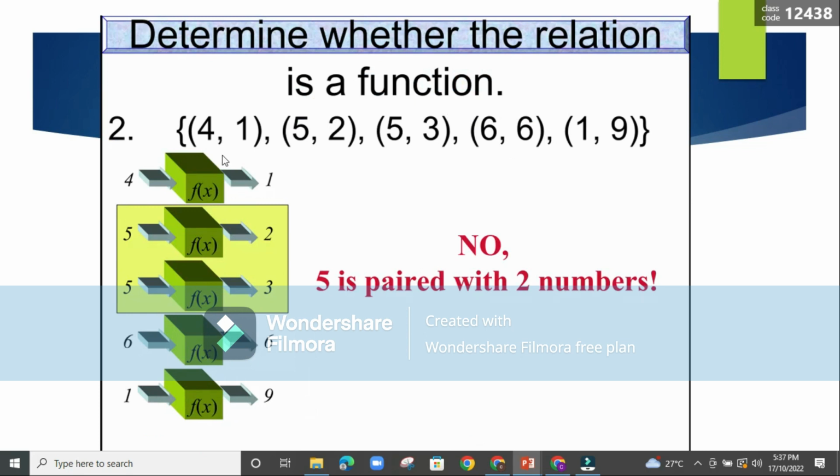Therefore, if the domain doesn't repeat, it is a function. So for number 2, we have here a set of ordered pairs: 4, 1; 5, 2; 5, 3; 6, 6; 1, 9. Is it a function or not? It's not a function because 5 is paired with 2 numbers. Look at this: 5, 2 and 5, 3.